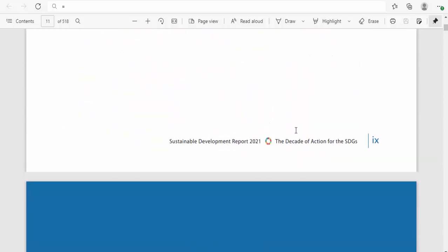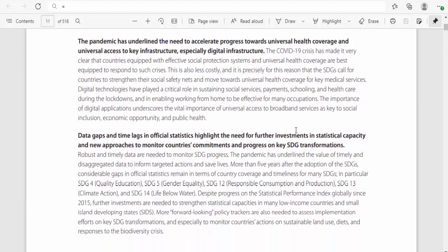Okay, so let's see, there are two more. Like I told you, I didn't read this, so we are reading this for the first time together. The pandemic has underlined the need to accelerate progress towards universal health coverage and universal access to key infrastructure, especially digital infrastructure. The COVID-19 crisis. Okay, so do you get the feeling that these guys, the writers of this SDG report, are just talking about the COVID-19?